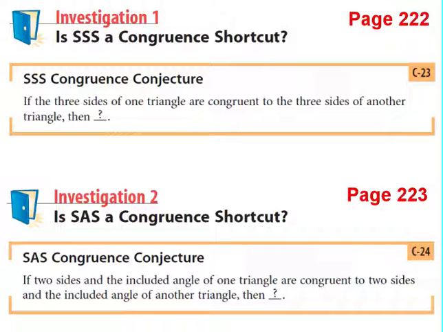If you read the top of page 222, it says, you will investigate the side, side, side case. If the 3 sides of one triangle are congruent to the 3 sides of another, must the 2 triangles be congruent? Step 1, you need to construct a triangle from the 3 parts shown. Be sure you match up the endpoints labeled with the same letter. We've already done this quite a bit, so I'm going to let you do that in your groups. When you do that, you need to complete step 2 and step 3 as well, and then we'll come back together as an entire class.